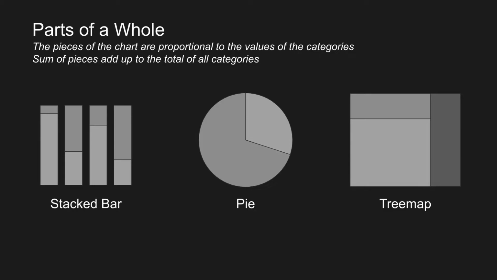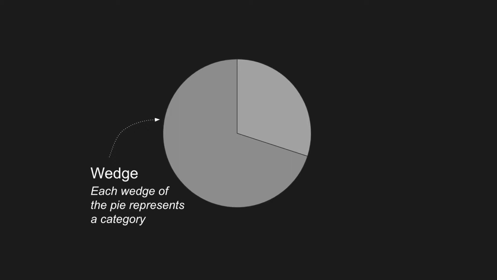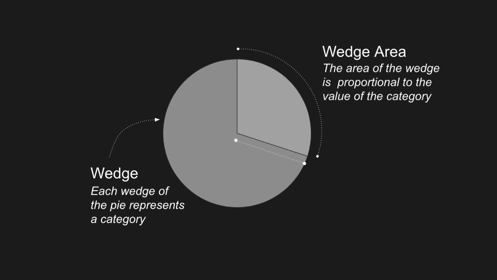So let's take a closer look at the pieces of a pie chart, because understanding how a pie chart does what it does will help us make a better one. The pieces of a pie chart are typically called a wedge. And each wedge is going to represent one of the categories in our data. And the part that is proportional to our data is the wedge area. It's here that we're going to use the numbers to be represented in our chart.